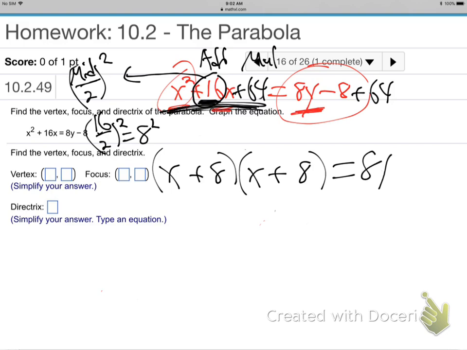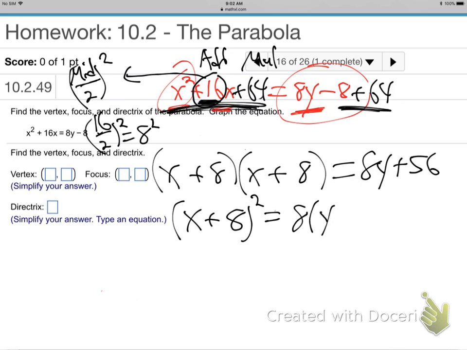What happens on the other side? Well, whatever happens, happens. You just gather like terms. 64 minus 8, what is that, 56? And then this is x plus 8 squared. Do you see how we're giving it the look we need? Right? And what happens on the other side? Factor out the 8. y plus 7. We good? Now we're almost there.